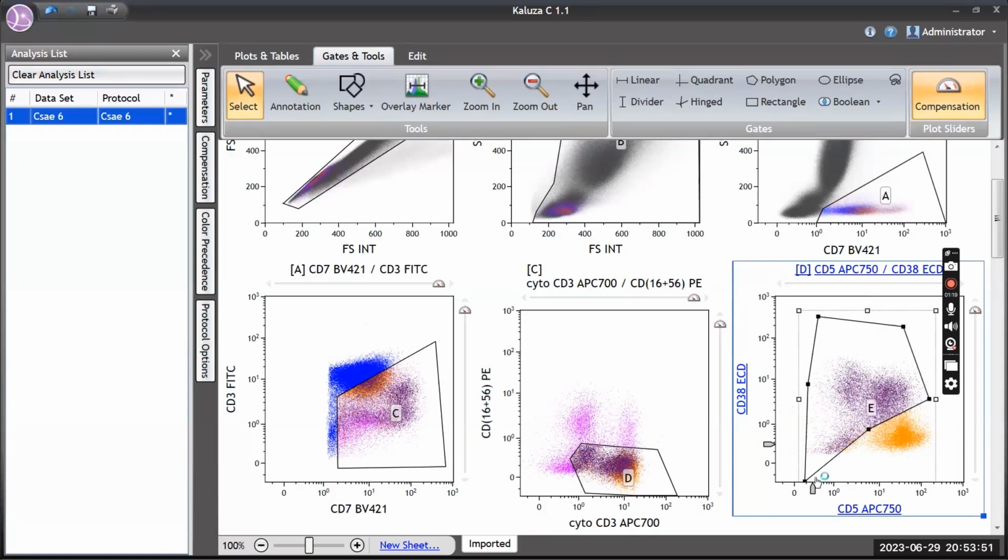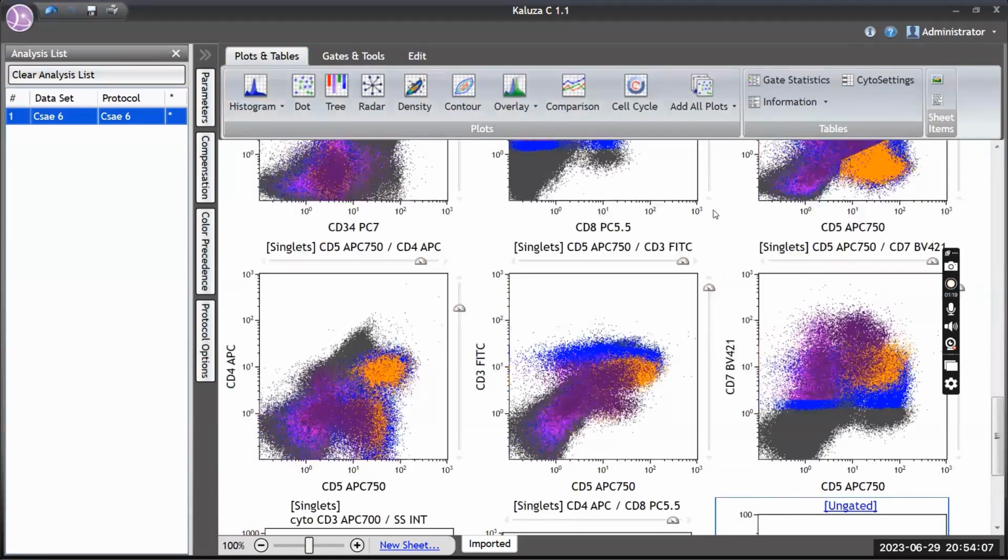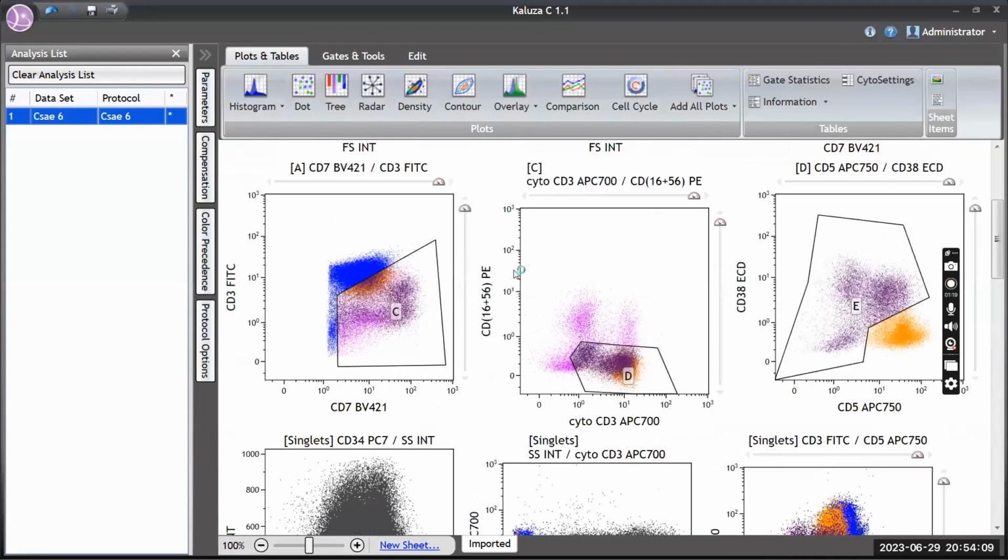Always be very generous with your initial gates. Once you detect the population, then you can purify with subsequent gates. So don't exclude the MRD by initial gates, drawing very tight gates. Then it becomes very bad. Okay. Now E is done.